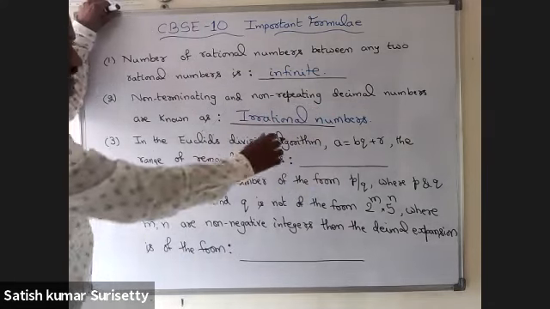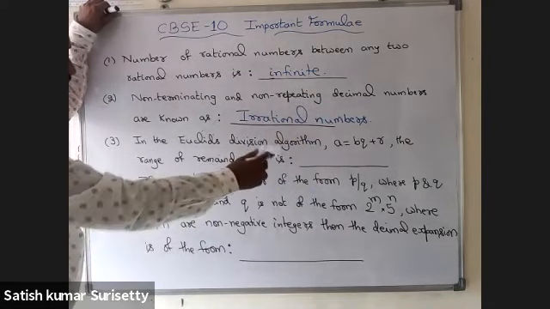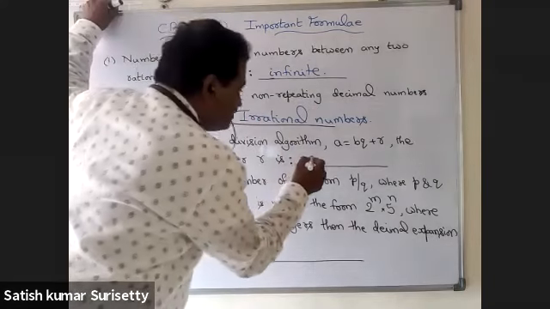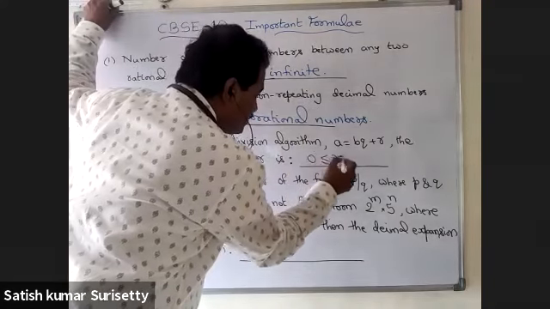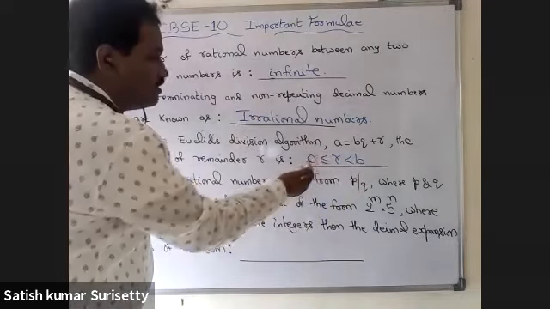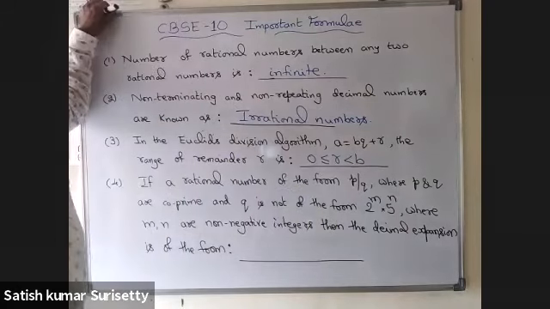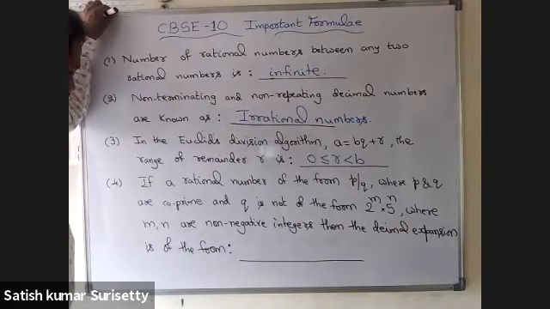In Euclid's division algorithm, a equal to bq plus r, the range of remainder r is 0 less than or equal to r less than b. So r value can be 0 up to the divisor, but it cannot be equal to b. It will be less than b.